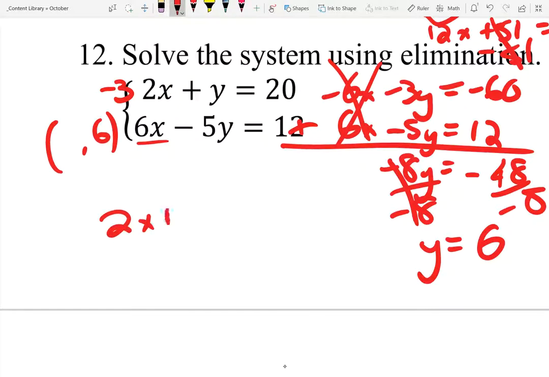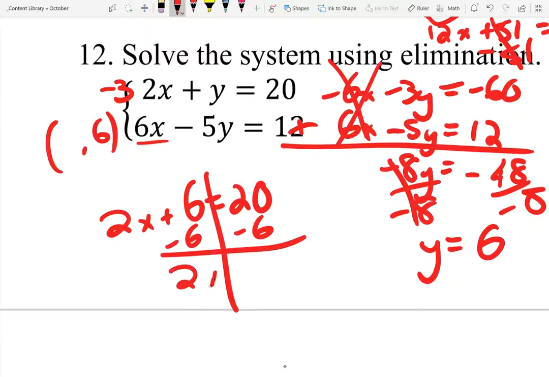So 2x plus y equals 20. But I'm going to plug in 6 for y, because remember, y is equal to 6. And I'm going to solve. So I'll subtract 6. That's going to be 2x equal to 14. And then I'm going to divide by 2. I'll have x equal to 7. My answer there is 7, 6.